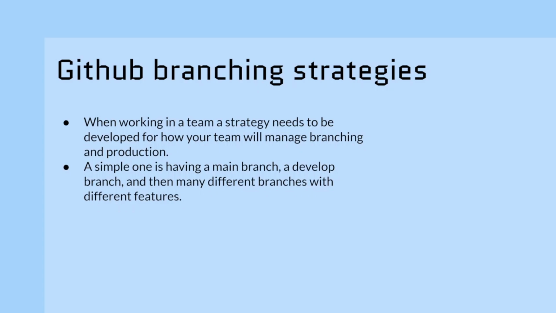A simple one is just having your main branch as your main production code, the thing that is ready to ship out. A development branch where you test code to see how it all works together before pushing it into main, and then many different branches with different features, which when they are ready and fully tested, you push into develop, test them there, and then push into main.